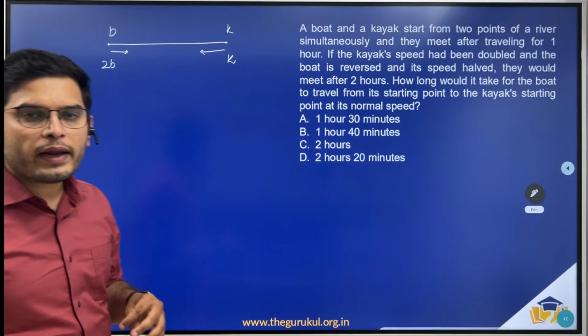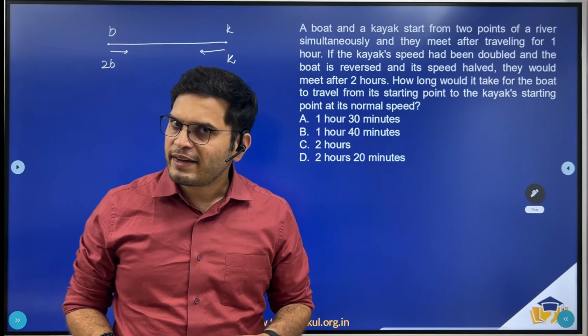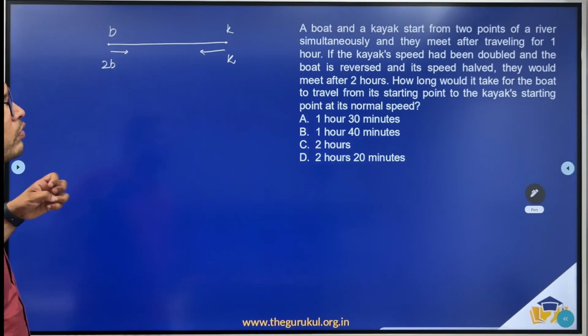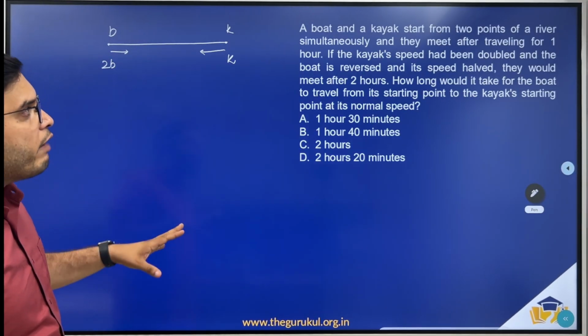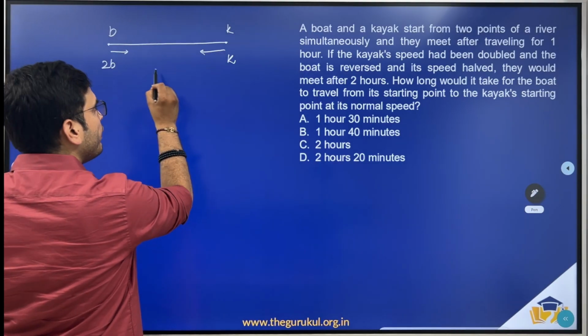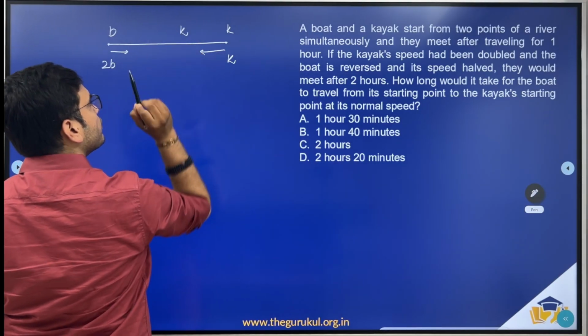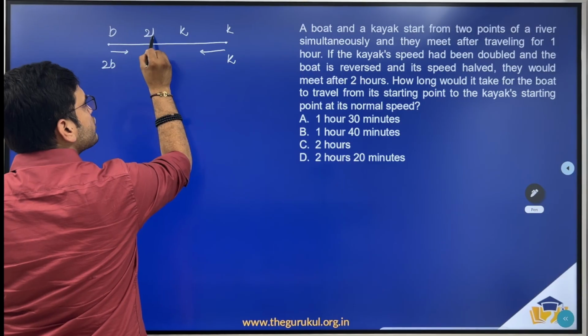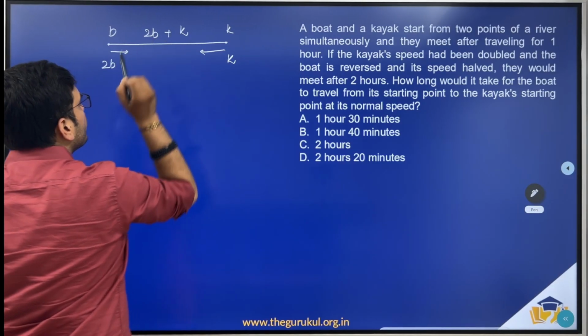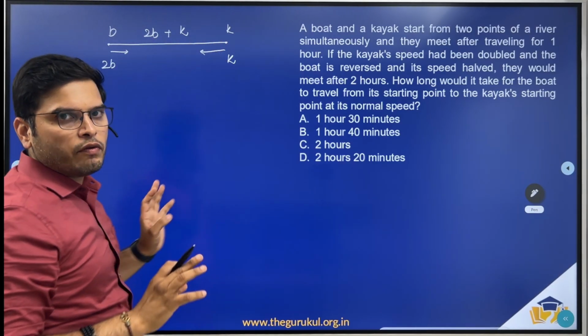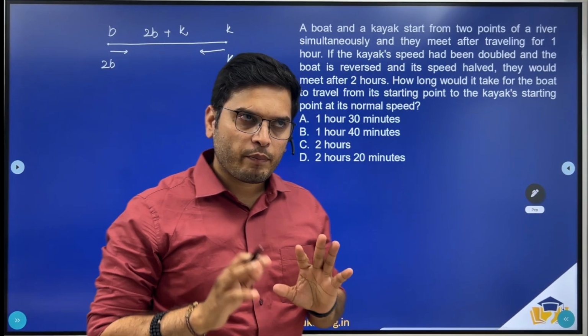Okay, because you won't get any number ending up in fractions, right? Now, they meet after traveling for 1 hour. So in 1 hour, it will be traveling a distance of k units, right? And this will be traveling a distance of 2b units. So the distance between these 2 points would be 2b plus k, right?